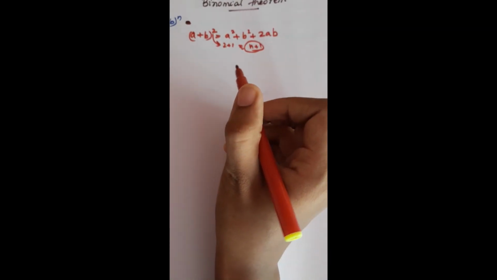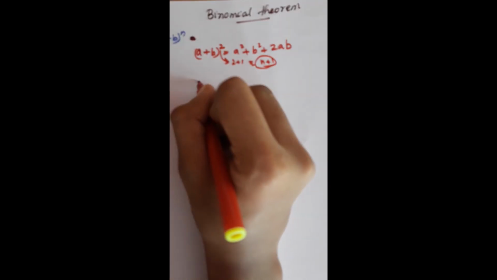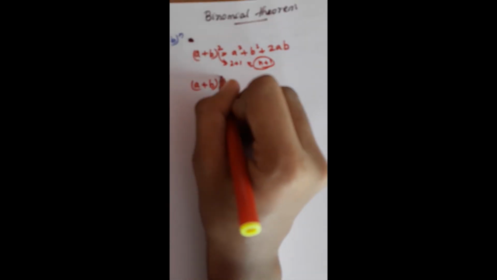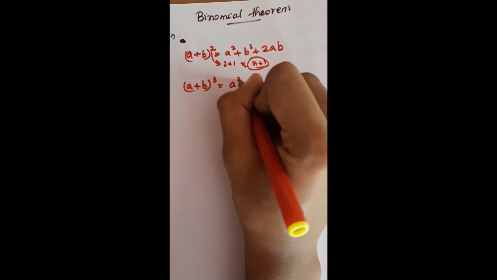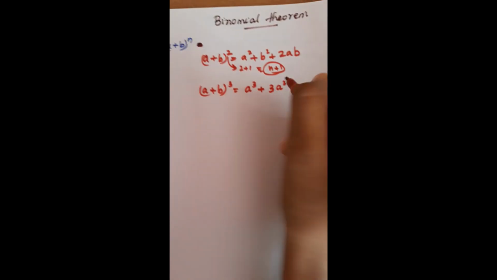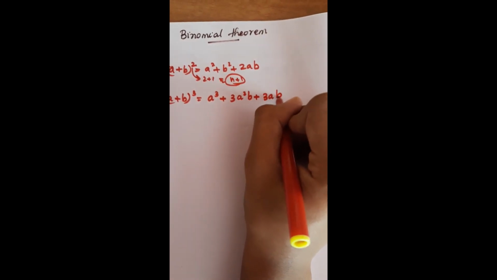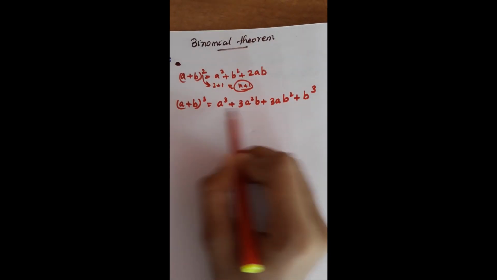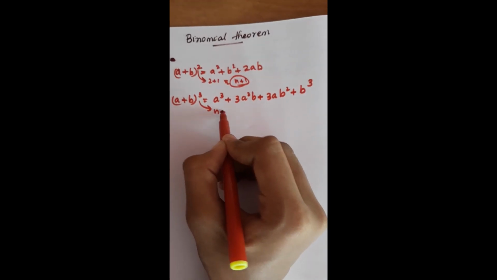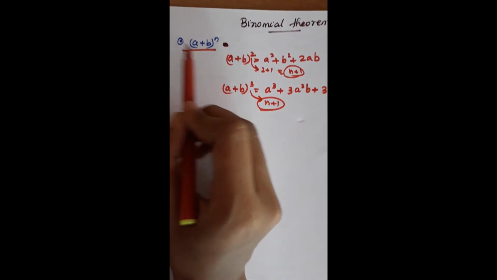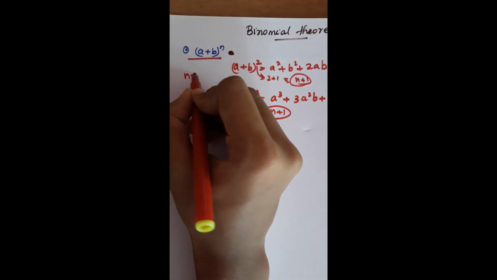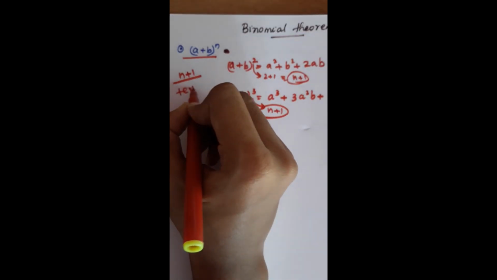But we cannot generalize a thing just by checking it with one example. So we'll check it again with (a + b)^3, which is a^3 + 3a^2 b + 3ab^2 + b^3. This has 4 terms, which again turns out to be n + 1. So we can say that the expansion of (a + b)^n has n + 1 terms.